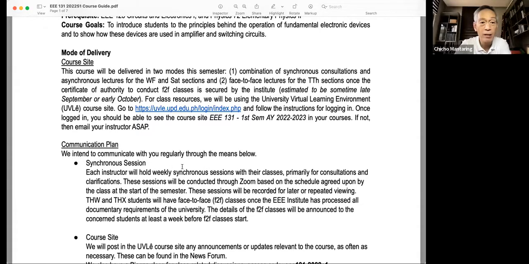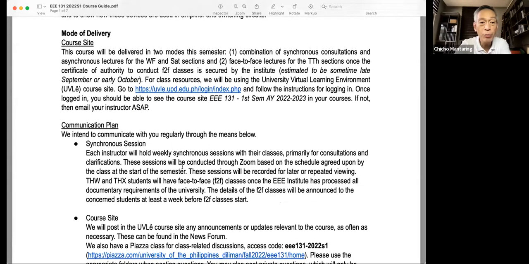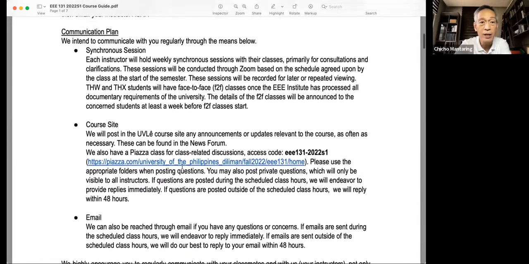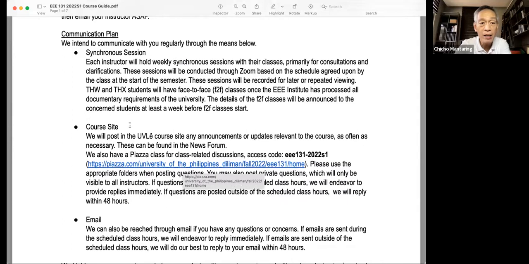Okay, so let me continue with the course guide. Okay, I'm not going to go through this in detail. So UVLE, as you see here, is going to be our course site, and I already showed you the UVLE page that we're going to be using. So this is the venue for which we're going to release all of your course material.